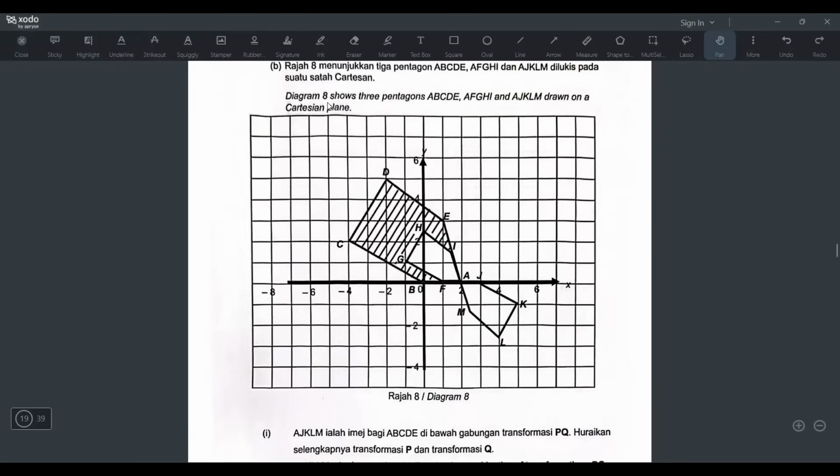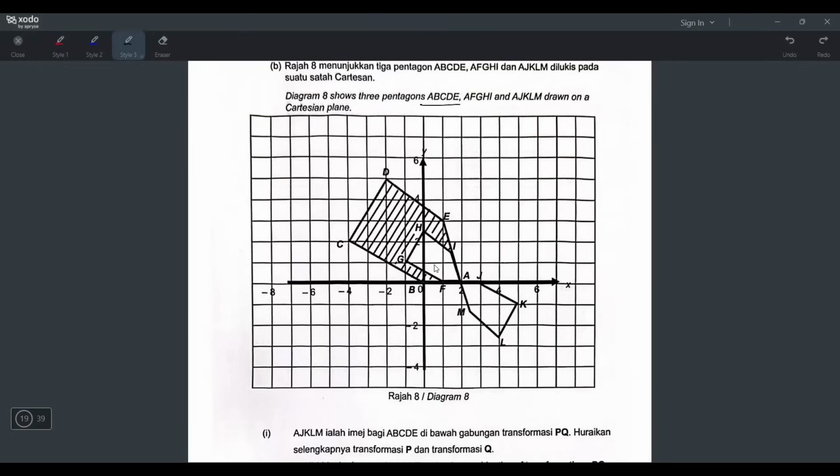Okay, B. Diagram 8 shows three pentagons. A, B, C, D, E. Where is it? A, B, C, D, E. Okay, the big one. A, F, G, H, I. Okay, that's the small one. This one. And then AJKLM, which is this one, drawn on the Cartesian plane. And you can see they already draw all the object and image nicely for you. So definitely later they will ask you to describe.